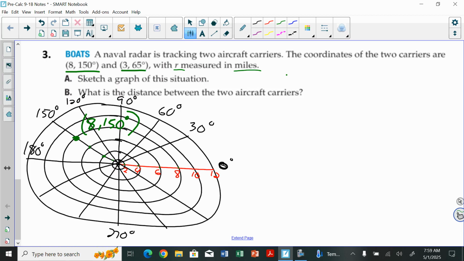Second point is 3 and 65. So there, I'm looking for 65. Well, 65 is not right on the line, but it's going to be close, right? So I'm going to go a little bit to the left of this line here, and 3 is between 2 and 4. So here's 2 and 4. So I'm going to probably be right around here, right? It's going to be in between the 2 and 4 mark, and a little bit to the left of this line here. So my point here would be 3 comma 65 degrees.